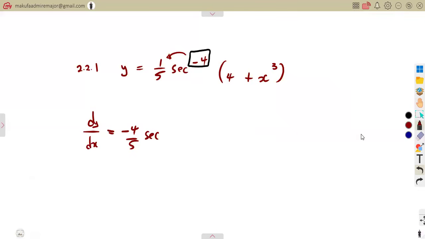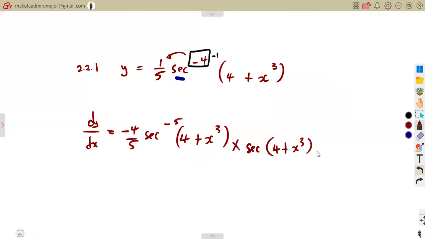you subtract 1 on the power. So remember the common derivative concept. You drop the power, you subtract 1. So that was a minus 5. And we have got 4 plus x cubed. Times the derivative of a sec. Remember a sec, it's sec tan. So we are going to have sec 4 plus x cubed tan 4 plus x cubed. We are done with this.